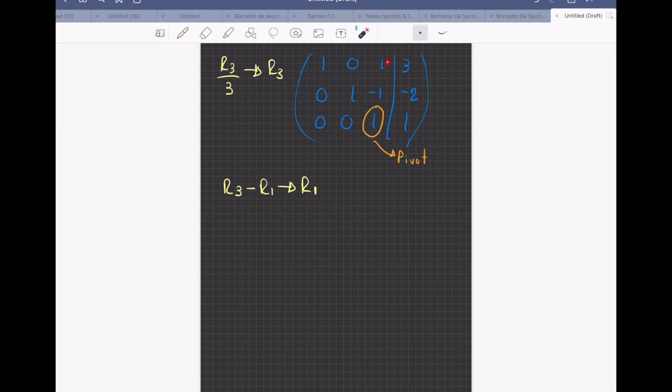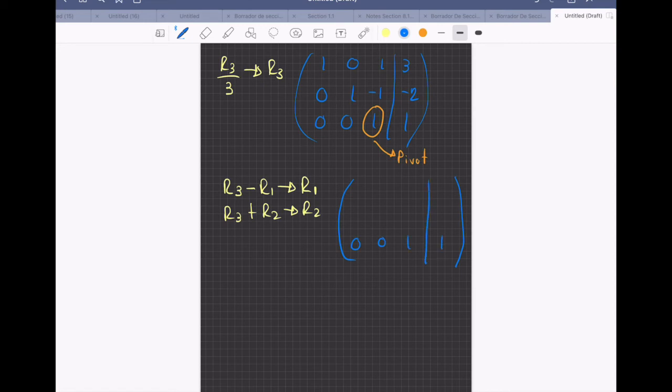After that, we have 0 here. What about this one? Again, use the pivot. 1, negative 1. Add row 3 plus row 2 will replace row 2. And after that, my matrix is going to be what? Row 3 as it is. It's not going to change in this step. So row 3 is 0, 0, 1, and 1.